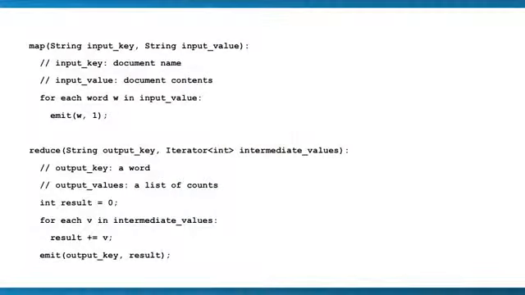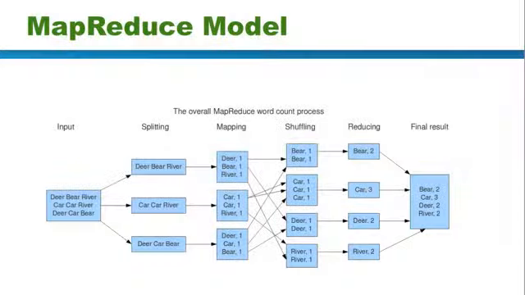Let's take a look at an example. Word count. You can see the map and reduce function defined here, where you have an input key, an input value, and an output key and an output value. This is a perfect example of the MapReduce model running the word count process. You take a set of input, might be deer, river, cat, bear, then you have a final result. And the splitting, mapping, shuffling, and reducing are the exact phases it goes through to operate on that data set.